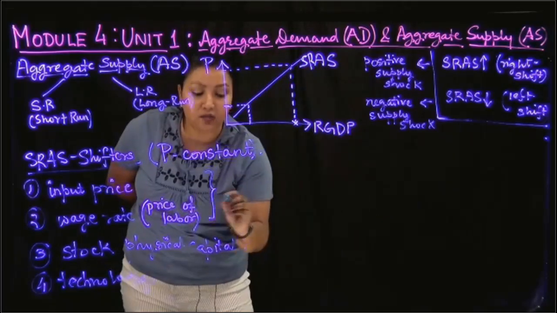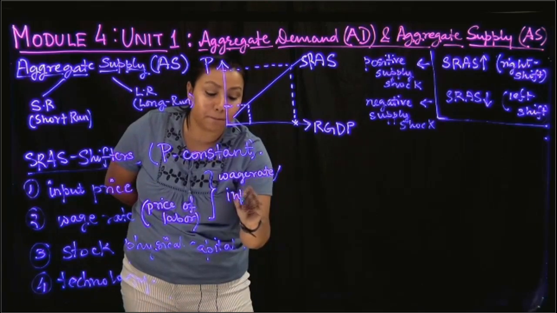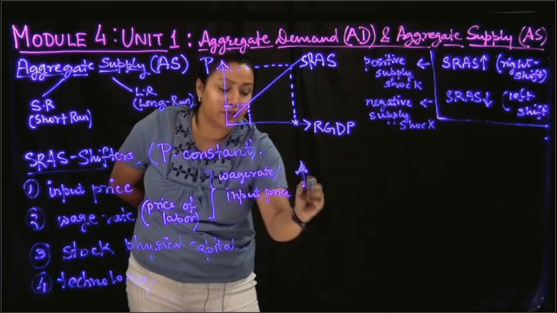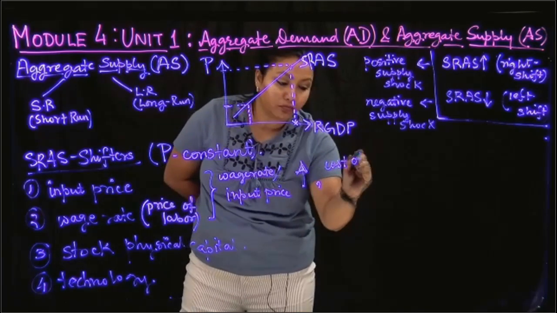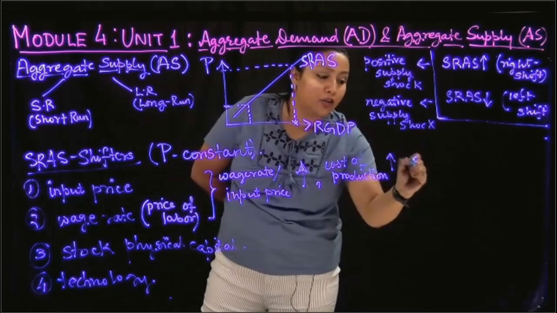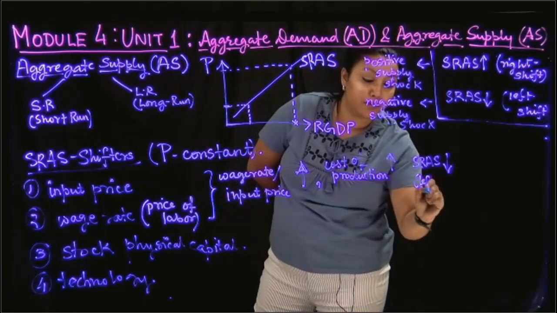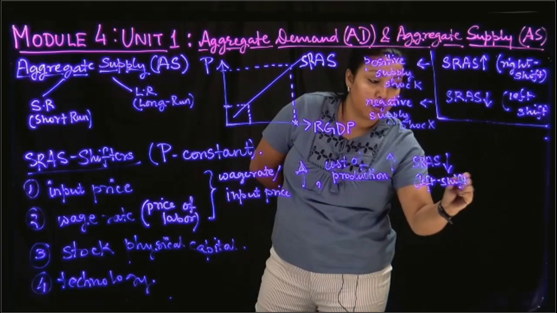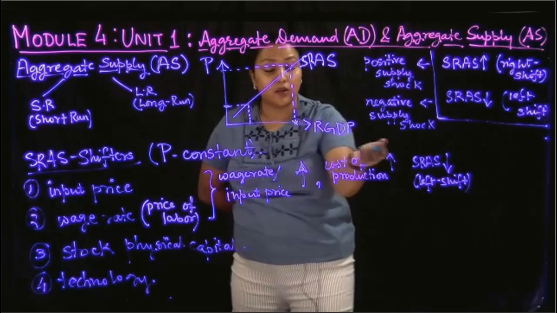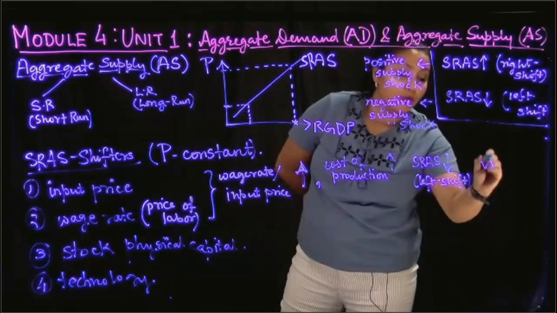So for these two, we could say that if there is an increase in wage rate or input price, then there is an increase in the cost of production, and as a result of that, the short run aggregate supply will come down, right, and you would see a left shift. And the opposite would also be true. If there was a decrease in wage rate or input price, then the cost of production would be lower and the short run aggregate supply would be higher. So I'm just going to write vice versa.